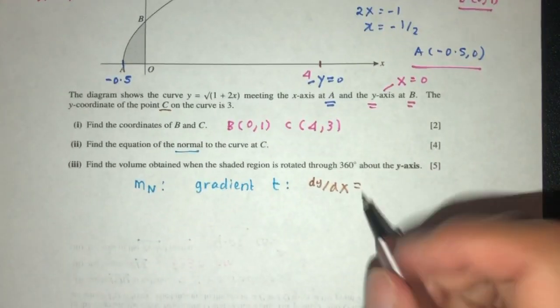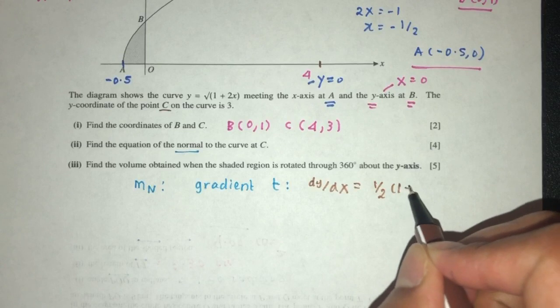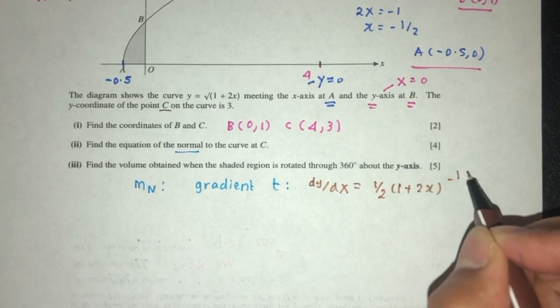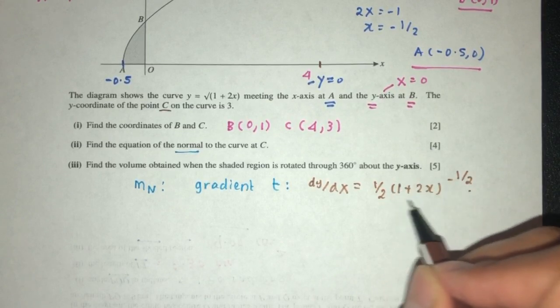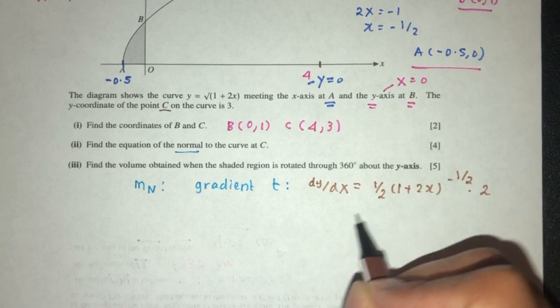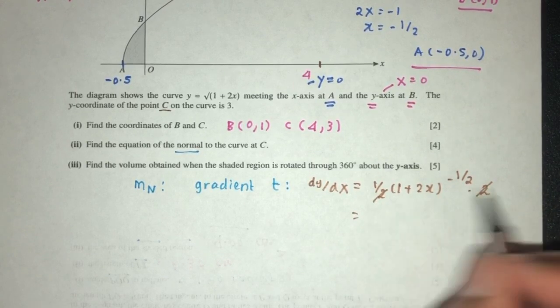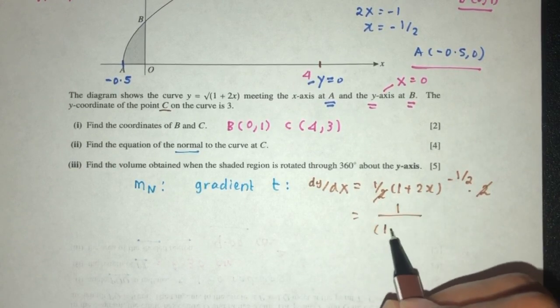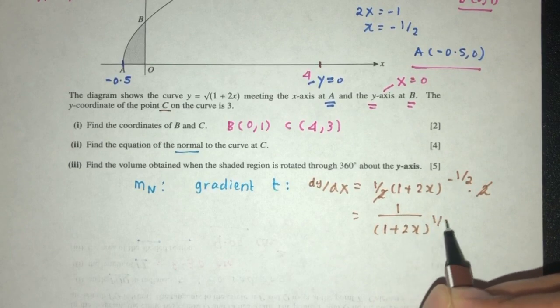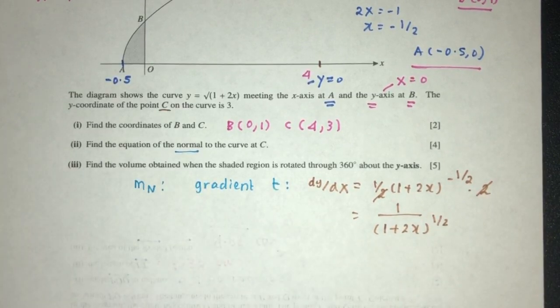That will be what? So let's use this. First multiply by the power, half. (1 plus 2x) to the power minus half, times d by dx of the inside value, that should be 2. Simplify, that should be 1, 1, cancel out. 1 over (1 plus 2x) to the power half. So that will be my gradient of tangent.